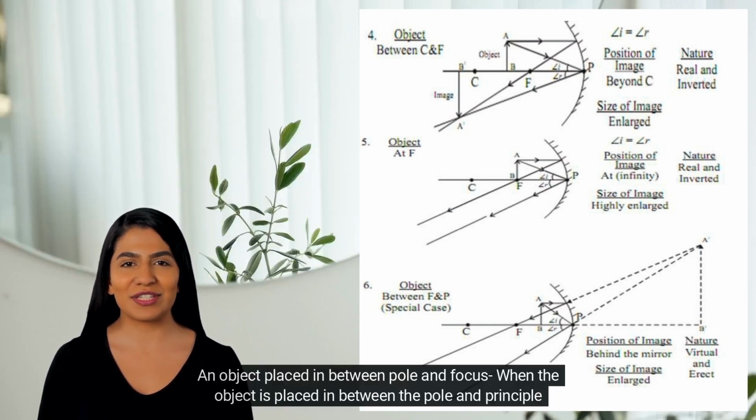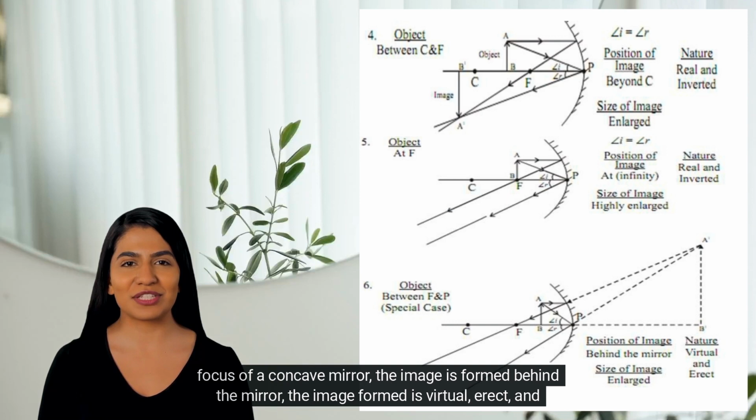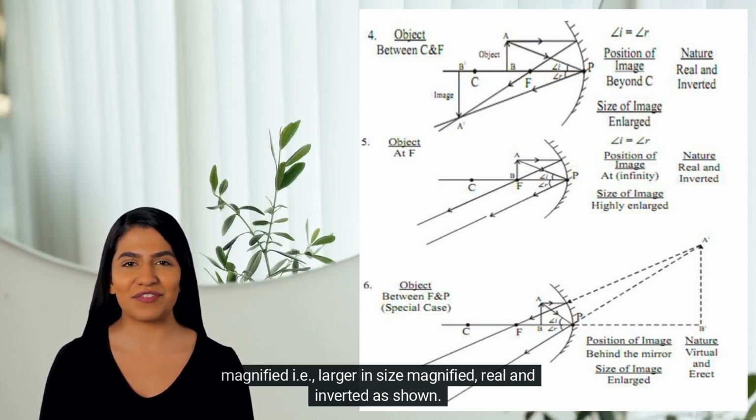An object placed in between pole and focus. When the object is placed in between the pole and principal focus of a concave mirror, the image is formed behind the mirror. The image formed is virtual, erect, and magnified, i.e., larger in size, as shown.